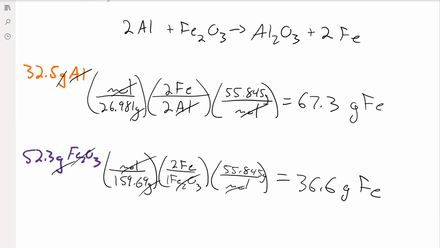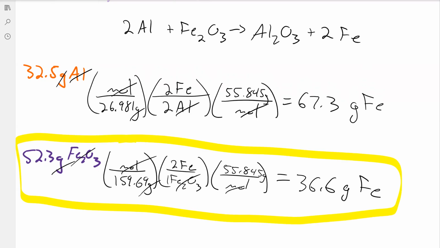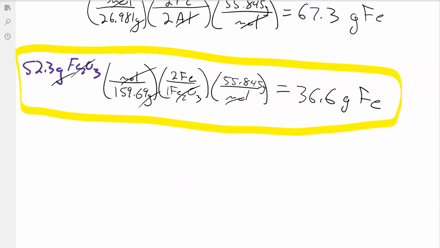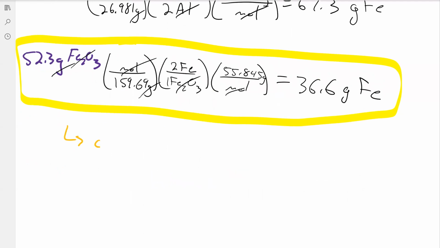So I have enough aluminum to make 67 grams of iron, but I only have enough iron oxide to make 36 grams of iron. So then this is going to be our limiting reagent, and this is going to be our real theoretical yield. Right, so we can only produce 36.6 grams of iron, and the iron oxide is the limiting reagent.